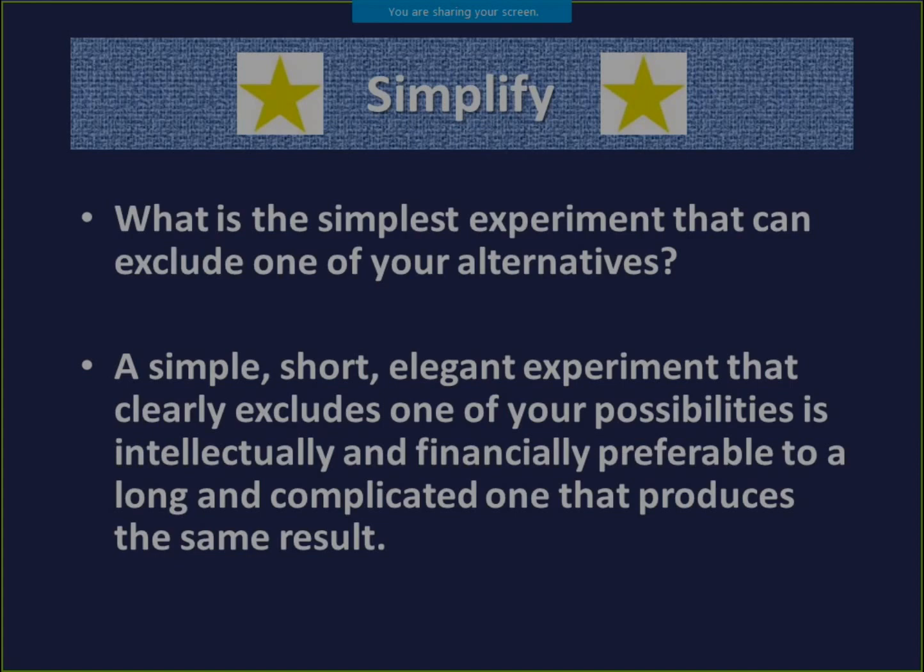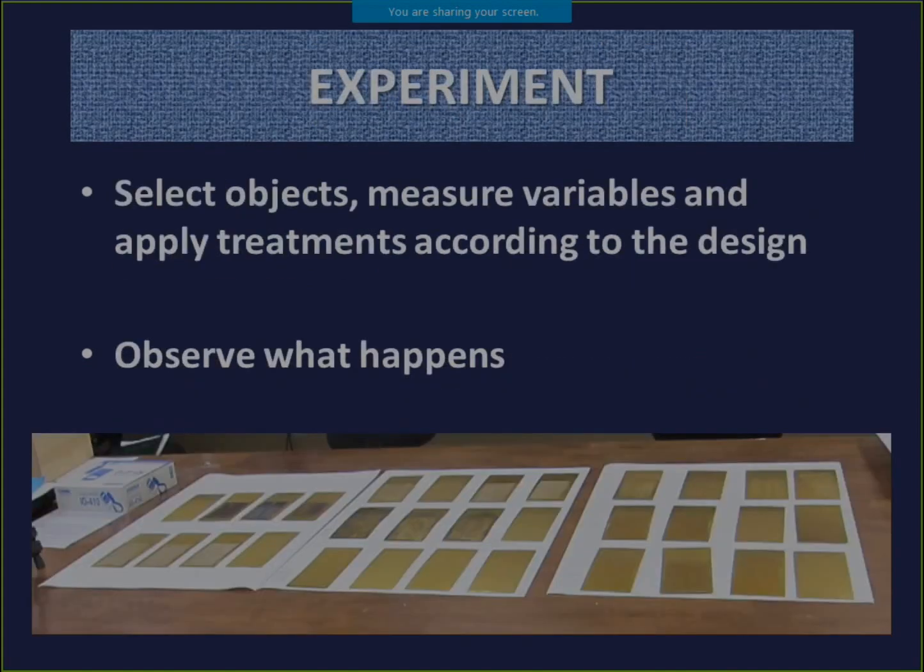Pretty soon you're going to have an overly complicated experiment that will take much too long to do and is likely to give a result that's going to be difficult to interpret. So try not to do this. You can instead do a series of experiments in progressive logical steps. You don't need to do it all in one highly complex long experiment that may not have results you can clearly interpret or explain. So what is the simplest experiment that can exclude one of your alternatives?